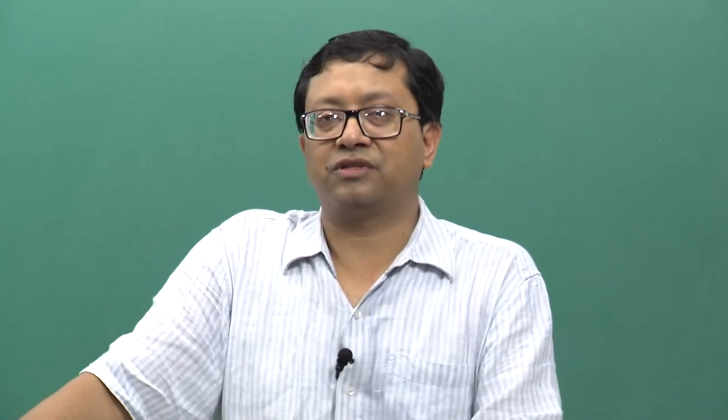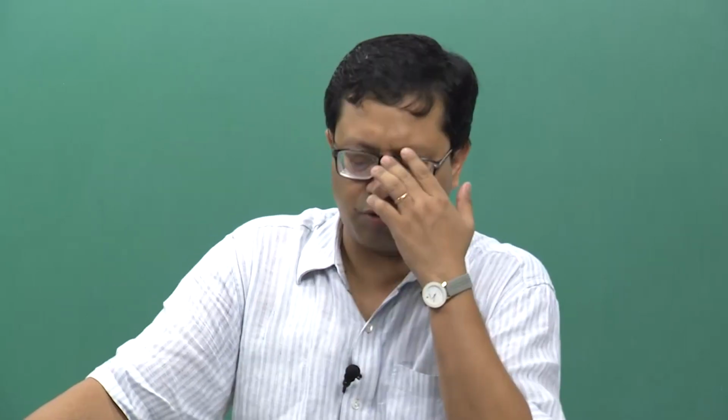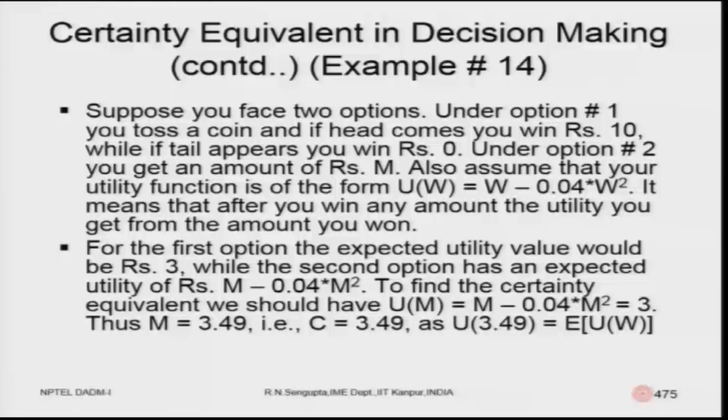And obviously, you would be interested to know if the values of c increase and decrease, what happens, I will come to that later. So, suppose you face two options. Under option 1 you toss a coin, if a head comes you win 10, while if a tail appears you win 0. Under option 2 you get an amount of rupees m, which is the value of c we are talking about. Also assume that your utility is of the form u(w) equals w minus 0.04 into w square, which would mean that after you win any amount, the utility you get from the amount you won is given by that utility function.